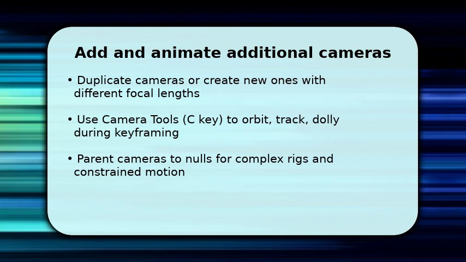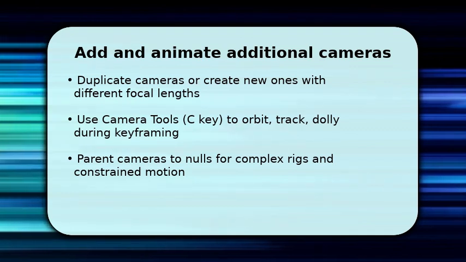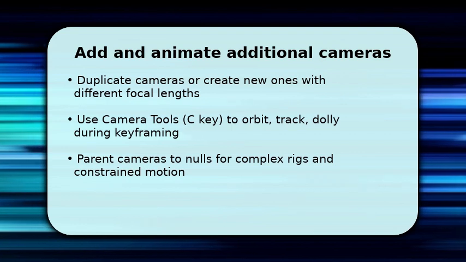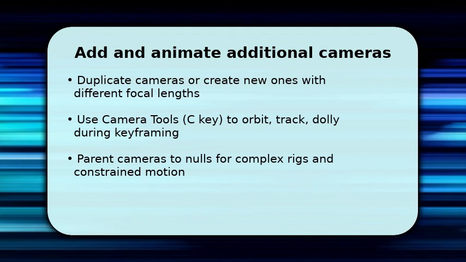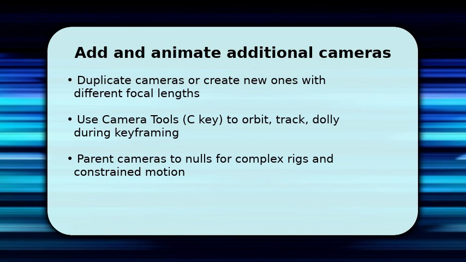Then animate camera transform properties or use the camera tools. Press C to toggle tools for orbit, track, and dolly, so you can keyframe natural motion. Once you need constrained or multi-axis moves, parent cameras to null objects and animate the null instead. This gives you easier, layered control. Make sure motion paths are smooth by easing keyframes and previewing in real time.